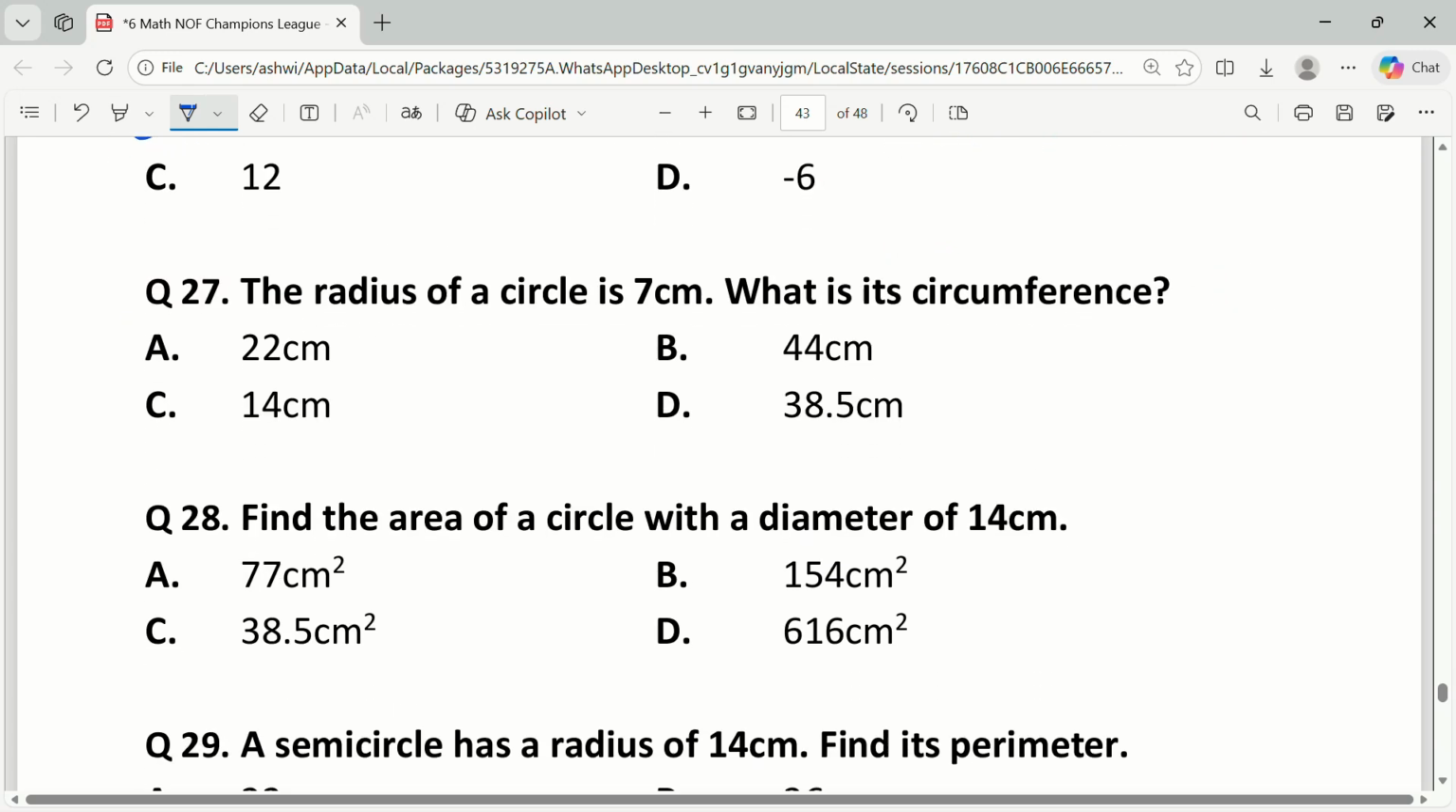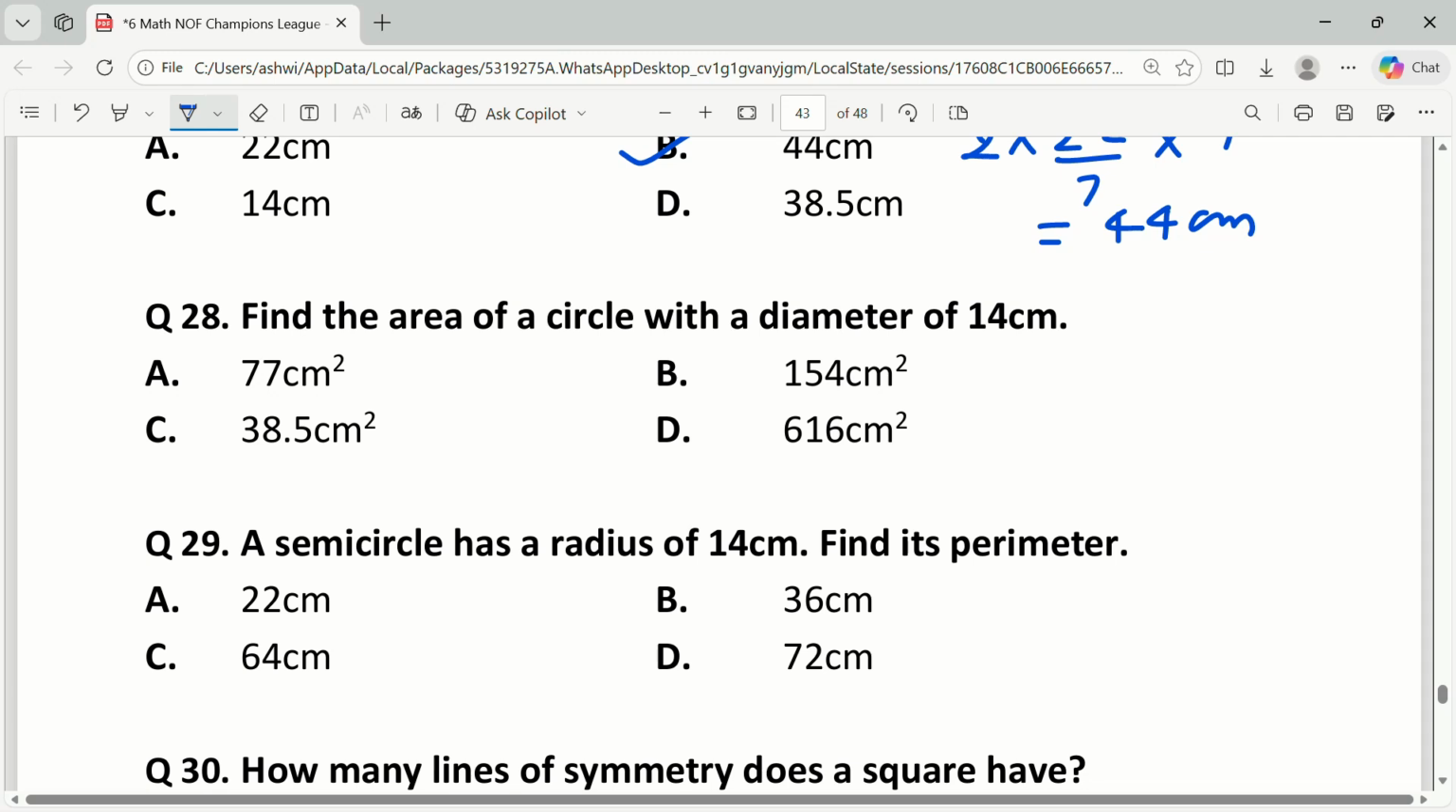The radius of a circle is 7 centimeter. What is its circumference? The formula for circumference of a circle is C is equal to 2 pi r. Substituting r with 7 and using pi as 22 by 7, the circumference is equal to 2 into 22 upon 7 into 7. That is 44 centimeters. Answer is B.